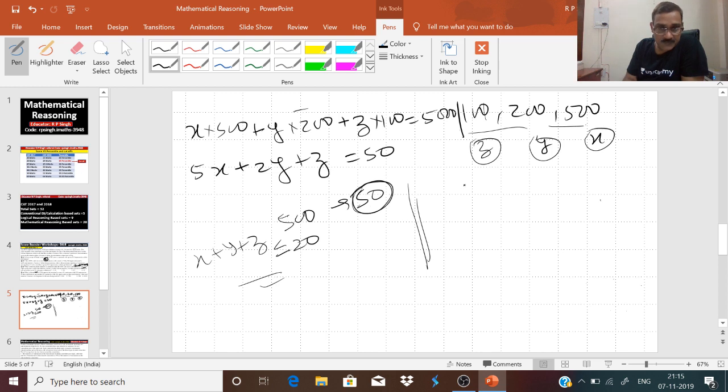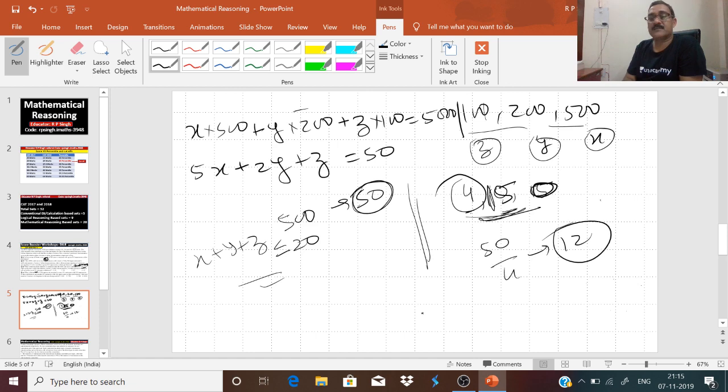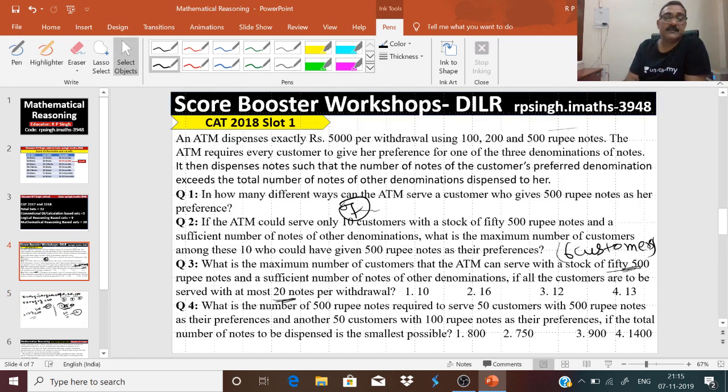So if I choose it as 4, 200 0 and 100 notes 15, sorry, 100 notes 0 and 215, so it will be 3000, it will be 2000, 5000 is completed, total number of notes is less than 20, right? So 4 notes per customer, so for the 500 notes, total 12 customers can be served. So the answer of this question is, guys, 12 customers, right?